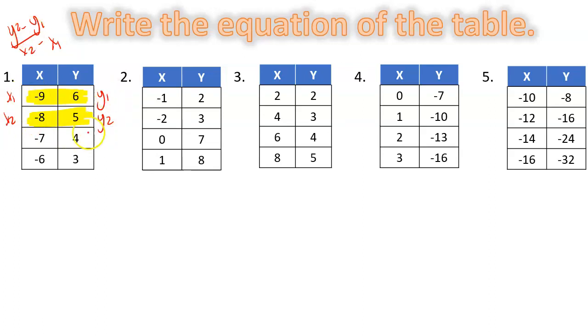And then I'm going to plug in. So y2 comes first, 5, and then it's minus y1, 6, over x2, negative 8, minus x1, negative 9. So then I'm going to say 5 minus 6 is negative 1, over negative 8 minus a negative 9. Subtracting a negative is adding a positive. So negative 8 plus 9 is positive 1. So then my slope is negative 1 divided by 1, which is negative 1.